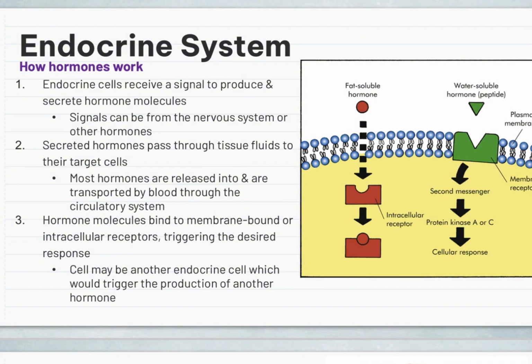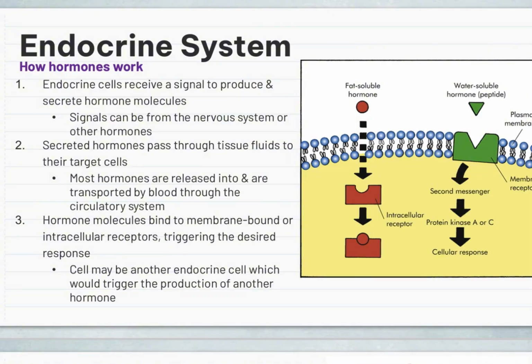How do hormones work? Well, starting off, 1, the endocrine cells receive a signal to produce and secrete a hormone molecule. The signals can be from the nervous system or other hormones, meaning the endocrine system released a hormone that then triggers another hormone, or the nervous system triggers a hormone to just be released on its own. 2, the secreted hormones will pass through the tissue fluids to their target cell. They know where they want to go. Most hormones are released and transported by blood through the circulatory system.